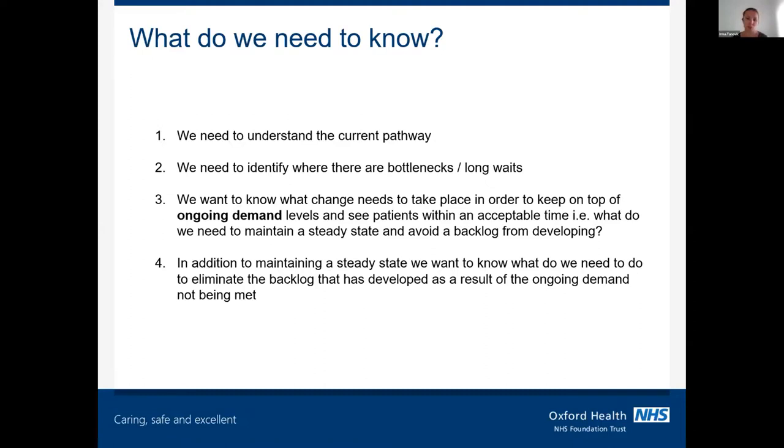And then, now that we know the main bottlenecks, how do we manage the ongoing demand, and what do we need to do in order to maintain a steady state and avoid the backlog from growing? And then finally, we know we already have a huge backlog. So in addition to keeping a steady state, what do we need in order to eliminate the backlog that has developed as a result of the ongoing demand not being met? So these are the four areas we wanted to address.